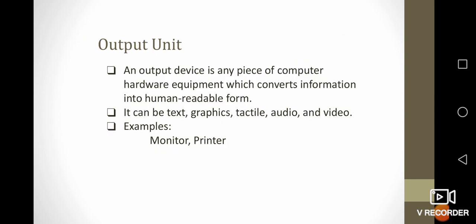Next is an output device. What is an output device? Anything that converts the machine language into a human readable form is called an output unit. Usually whenever you get an output in the system, it will be mostly in the form of machine language. It can be text, graphics, audio, video, any form. The main examples are a monitor and a printer.